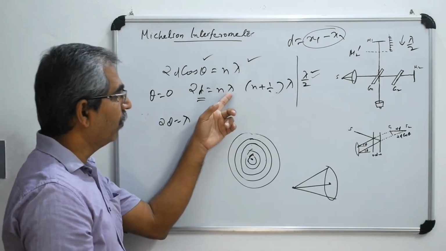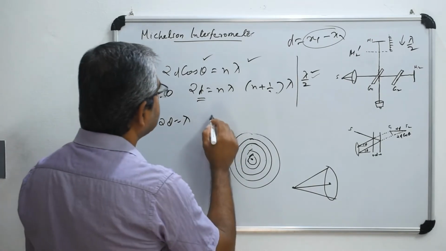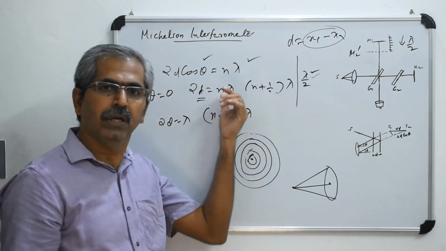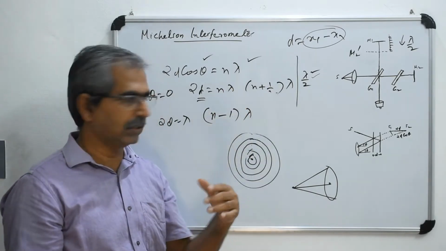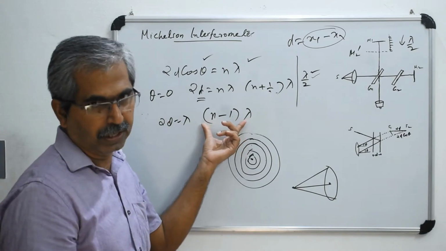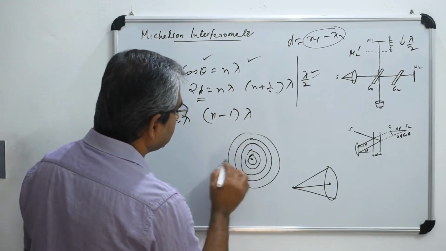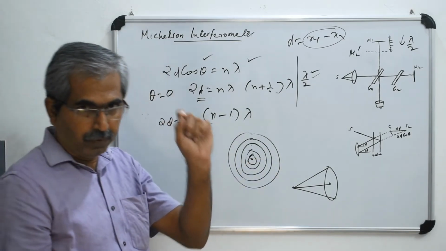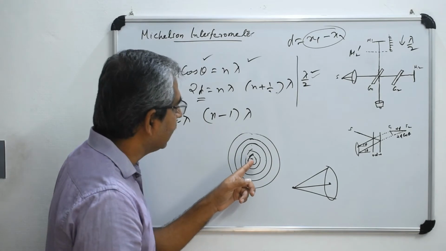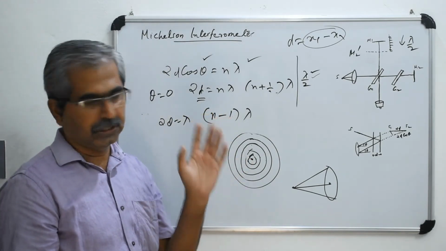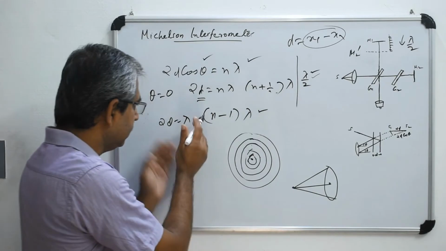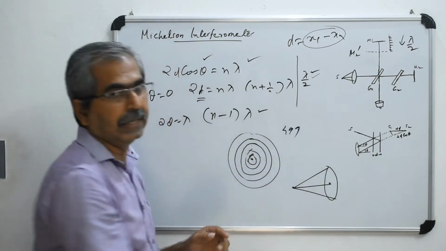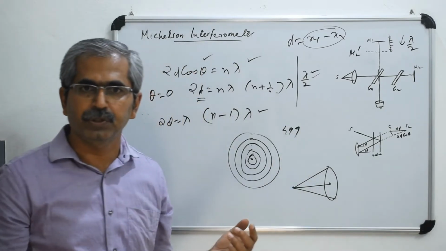So what will be the condition? 1 lambda is decreased. So at the center, what you will observe is n minus 1, initially whatever it is, minus 1. So it will be n minus 1 lambda. I told you the center is the 500th one, then 499, 498 and so on. If you call the center the 500th one, then now, when this situation is reached, what you will observe at the center will be the 499th one. So how is that possible?